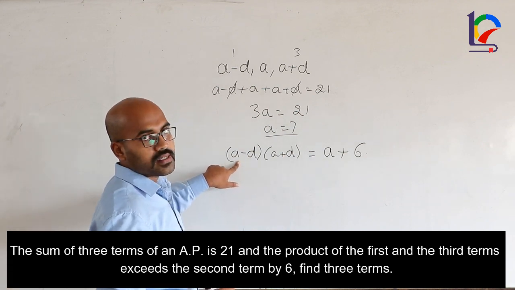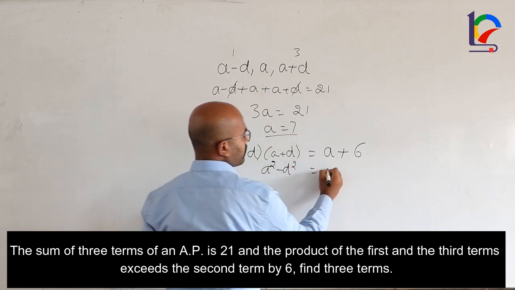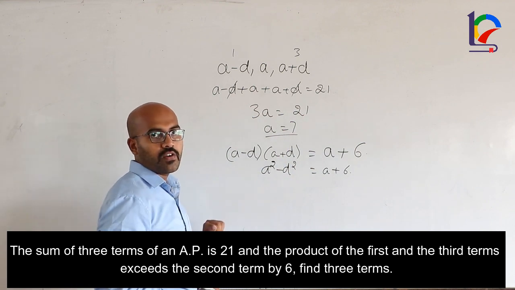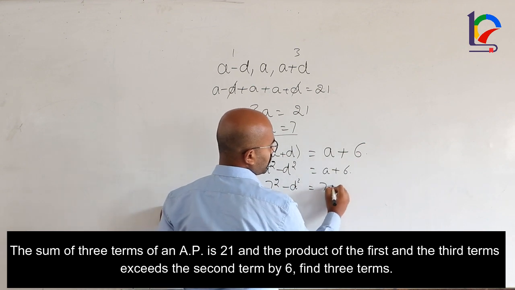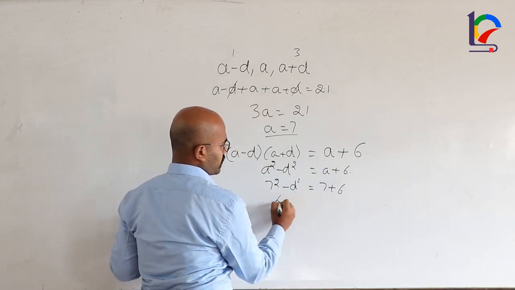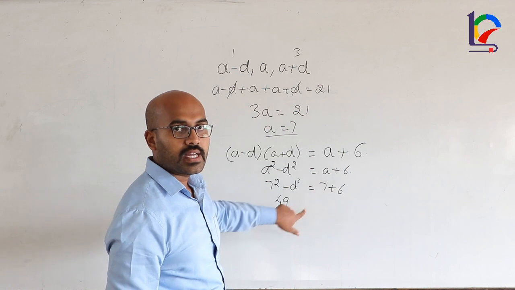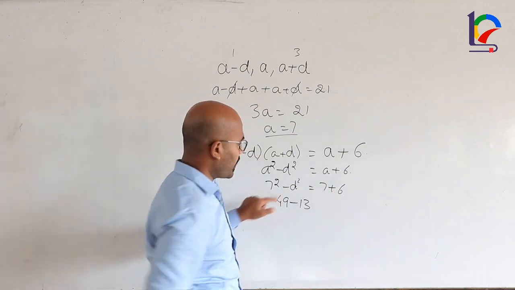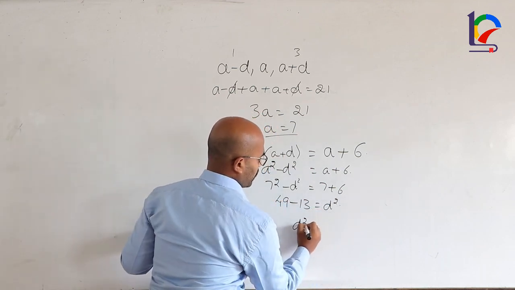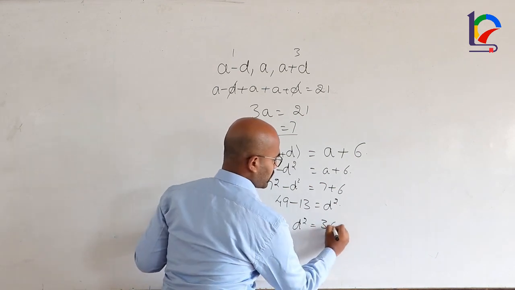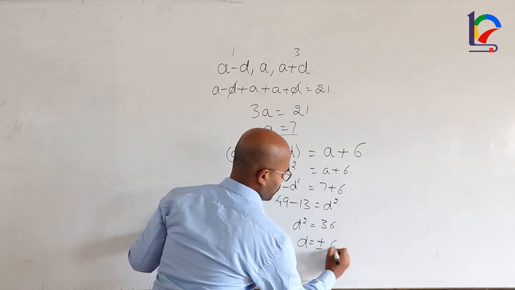On solving, this is A minus D into A plus D. So this will be A square minus D square is equal to A plus 6. We know the value of A is 7. So 7 square minus D square is equal to 7 plus 6. 7 square is 49, and 7 plus 6 is 13. So we can take 13 to the LHS, so it will be minus 13, and take minus D square to the RHS, it will be D square. So D square is 36. So the value of D is plus or minus 6.